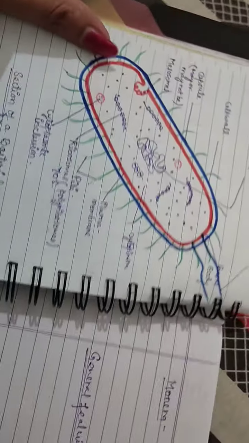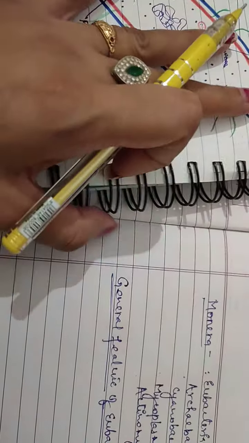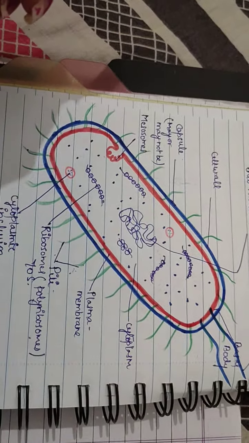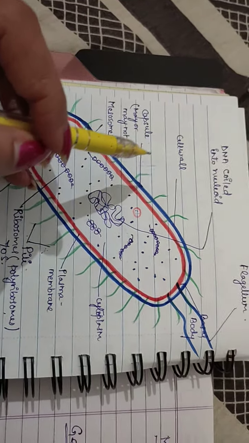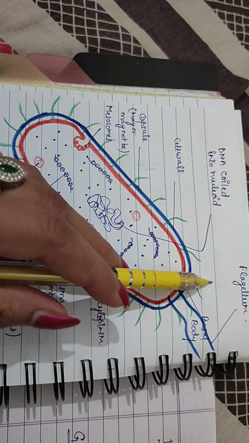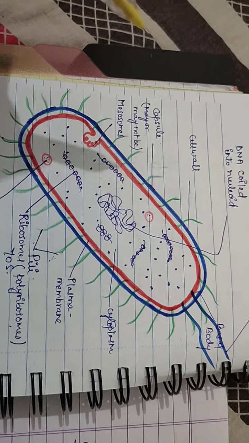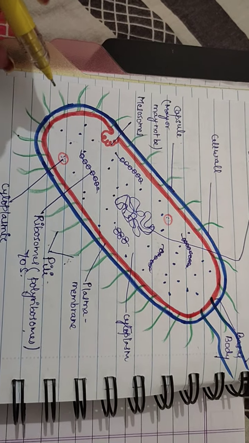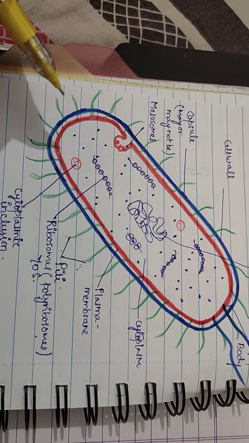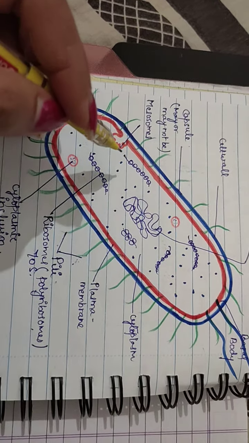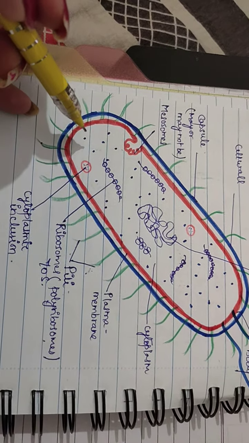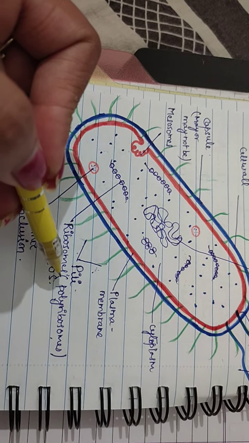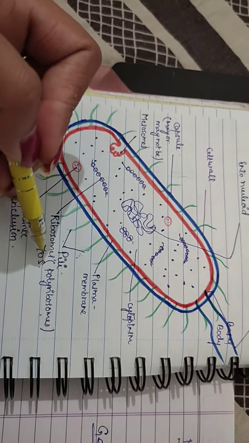So in this you can say there are structures sometimes present and structures always present. The structure which is sometimes present is flagellum, and there is some invagination of plasma membrane to form photosynthetic membrane. It is not drawn here. And this one, pili, is not always present in all the bacteria.